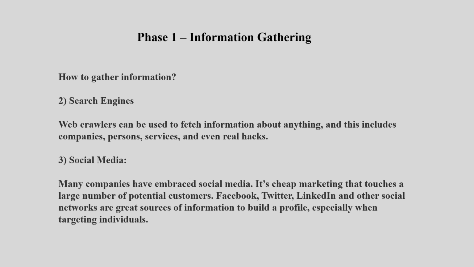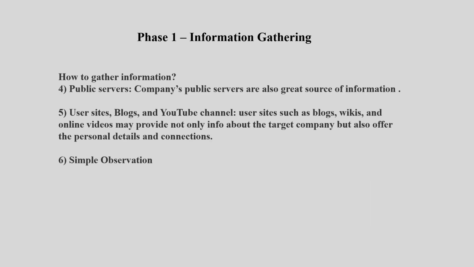So many companies have embraced social media. It's cheap marketing that touches a large number of potential customers. Facebook, Twitter, LinkedIn, and other social networks are a great source of information to build a profile, especially when targeting individuals, because nowadays everyone is posting each and everything about their life on social media. So it will be really easy for a social engineer to gather that information and use it in a malicious way. Fourth is public servers. Public servers are also a great source of information.